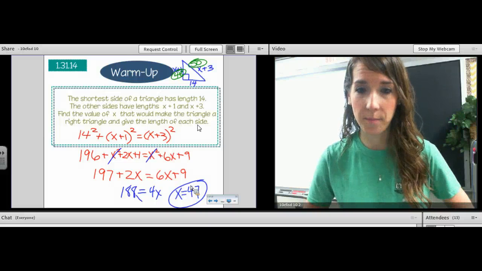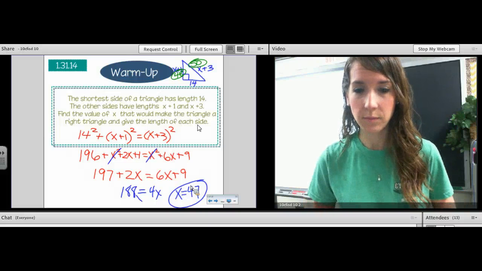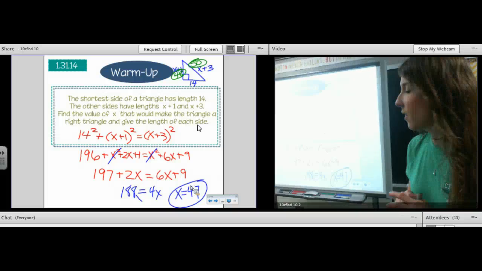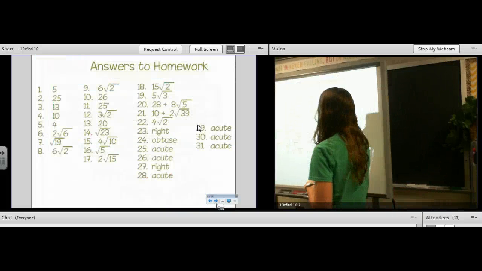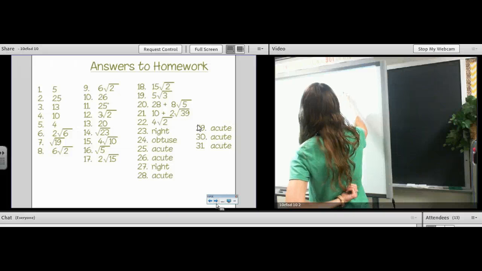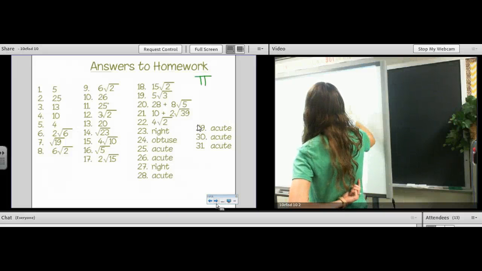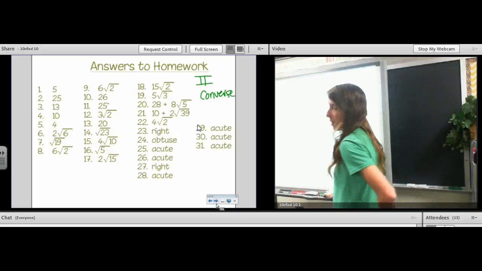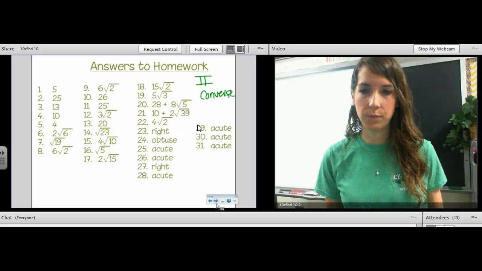Questions on this warm-up on how we did that? A lot of it was algebra. The setup was geometry, and really the rest was algebra. This is the answers to the Pythagorean Theorem worksheet number 2. It was the converse.